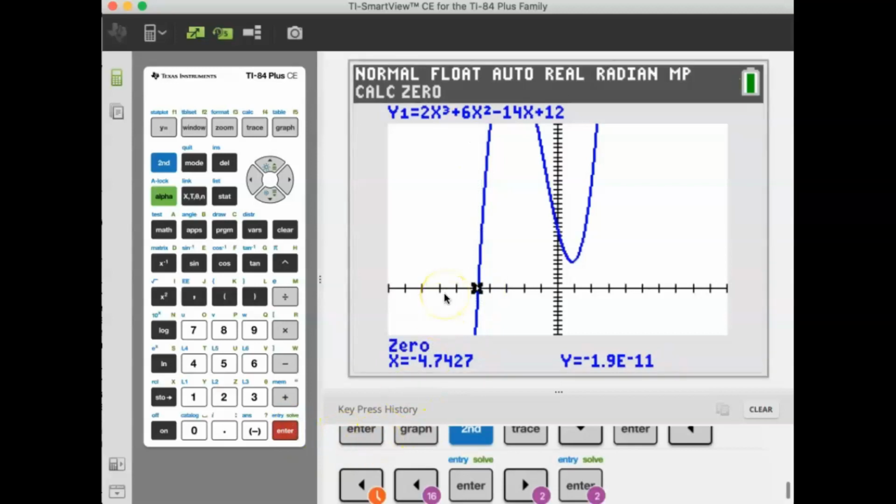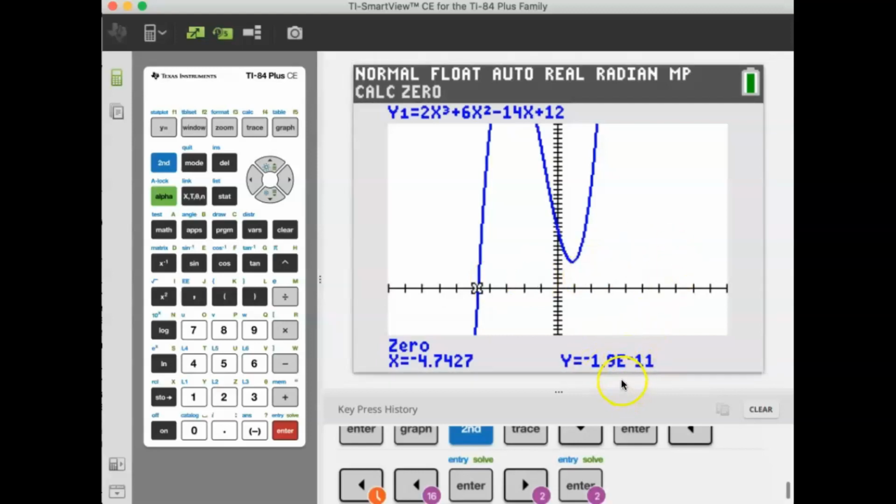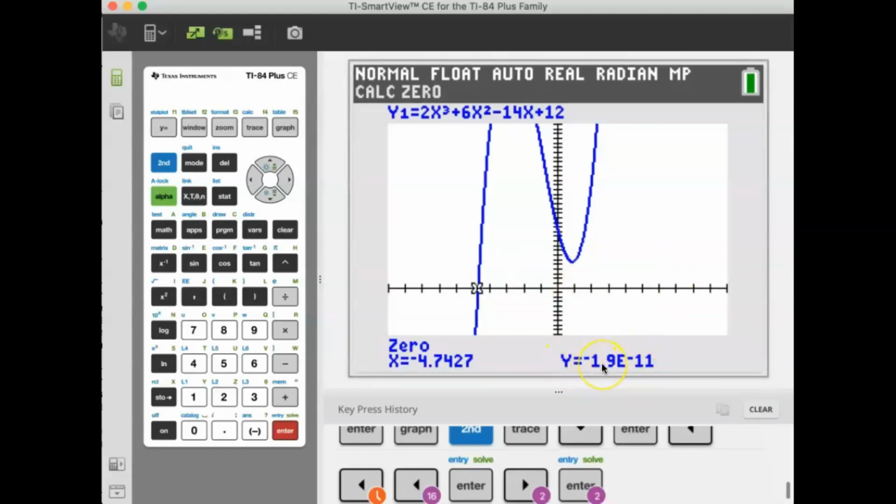And it says that it is at approximately -4.74. Now, you might be asking yourself, why does she say that? Because this is not a 0. Well, what this is on the right-hand side for my y-coordinate is scientific notation: negative 1.9 times 10 to the negative 11th power. So really, this is 0.000000000019, which is the calculator's best approximation for 0. It got as close as it could.